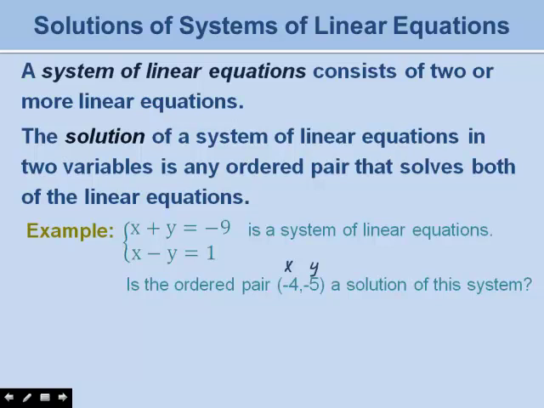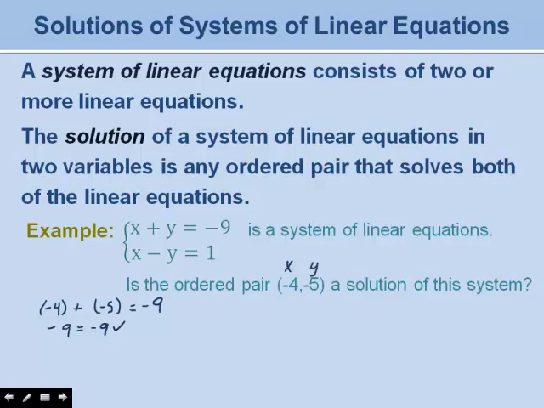So let's look at our first equation. And we're plugging in negative 4 for x, negative 5 for y. And then if we take negative 4 plus negative 5, we get negative 9. And that's what we have on the right side, so that checks.